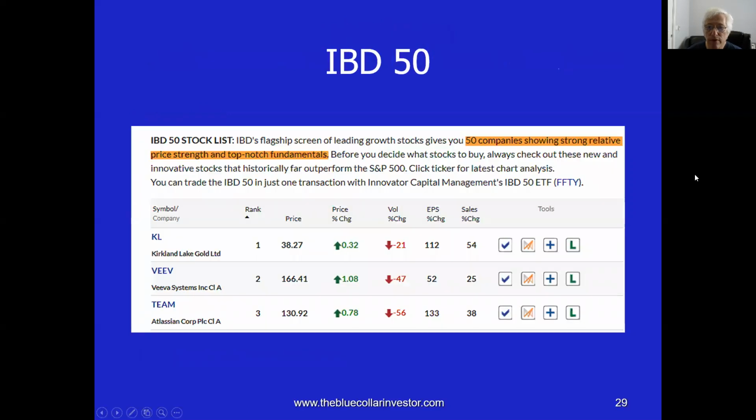So here is a screenshot taken from Investors Business Daily, and I highlighted in the brown field how they define the IBD 50, top 50 stocks. As I said, mainly growth companies, but they define them as companies with strong relative price strength. So the charts are looking up, and top-notch fundamentals. And once again, if the institutional investors like these stocks, then we should as well.